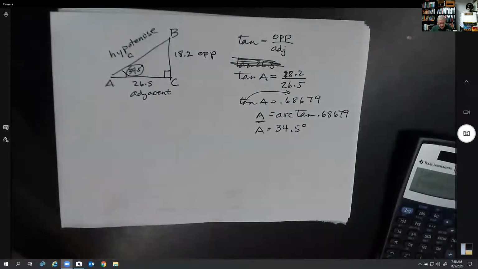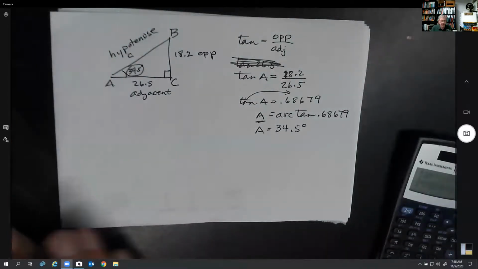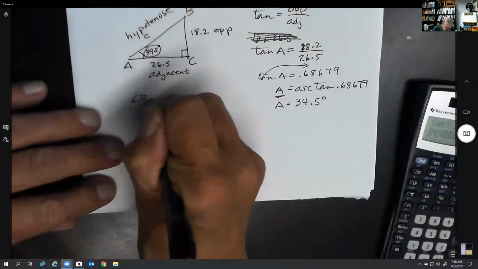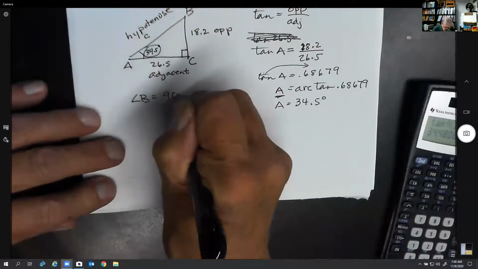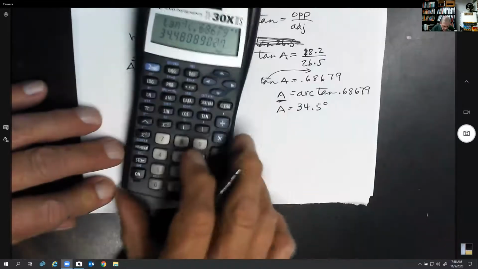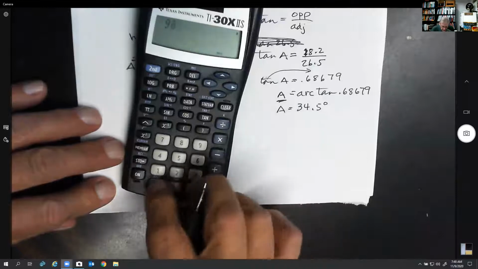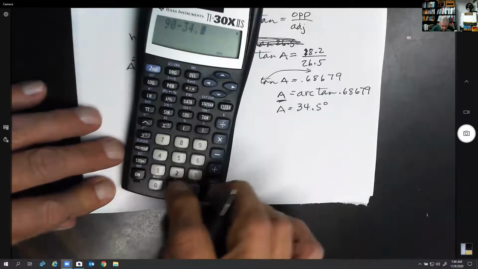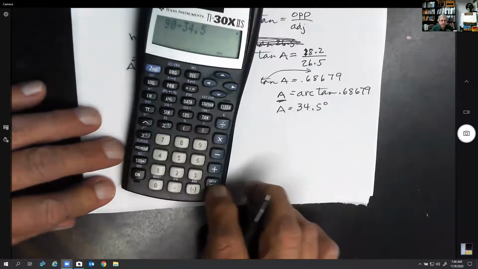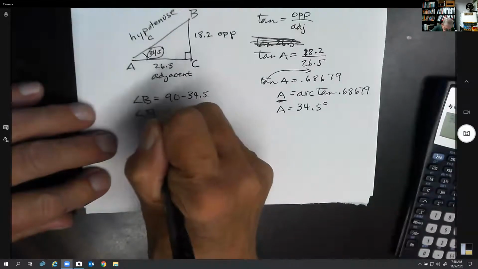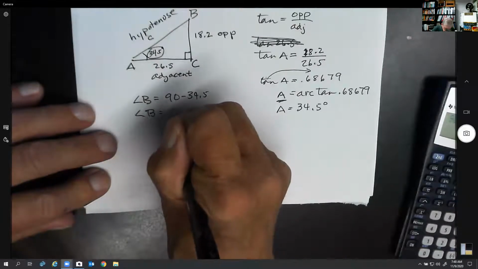Okay. Now at this point, we could find angle B. All we've got to do is, angle B is going to equal 90 minus 34.5. Of course, you can use your calculator. 90 minus 34.5 is 55.5. So now we know angle B.